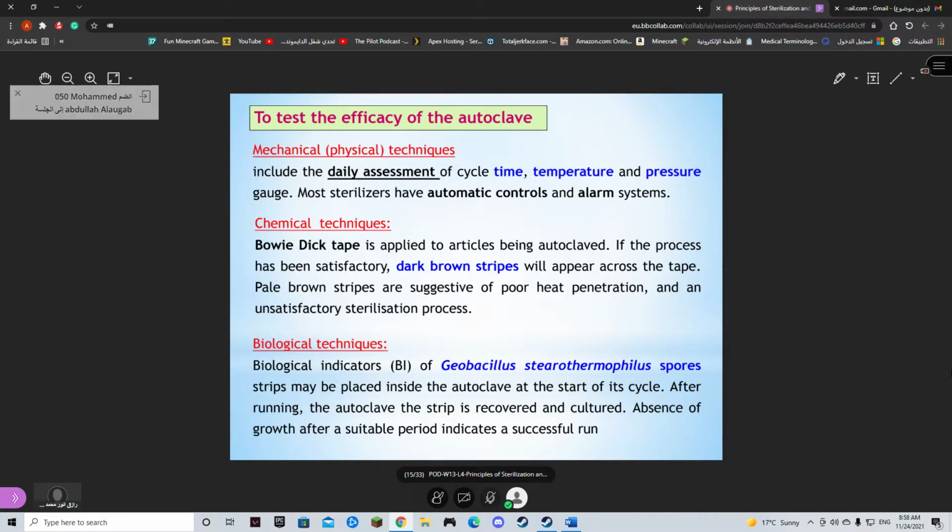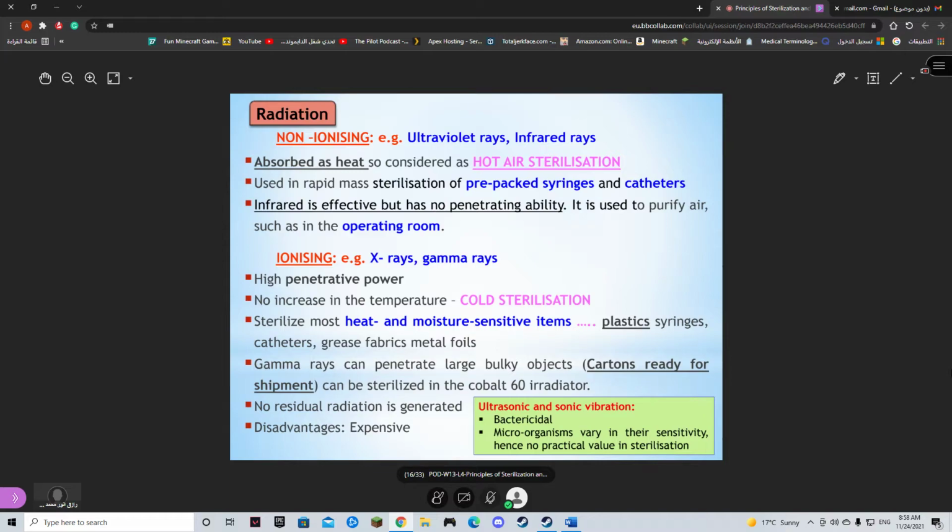So you put the spores along with your material somewhere, not inside, and you take out this spore as well, and you grow this spore onto some specific media. If it is not growing, you can say that yes, it is sterilized. If it is growing, your product is not sterilized. So you have to repeat again. Okay, so these are the methods for checking.